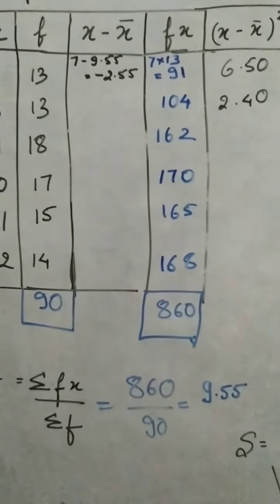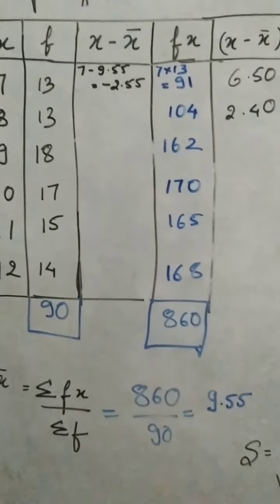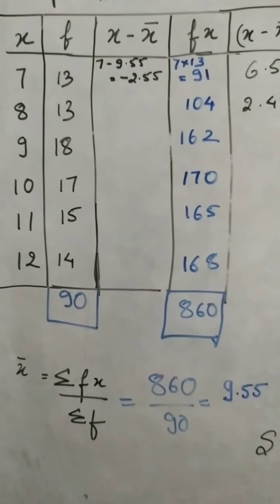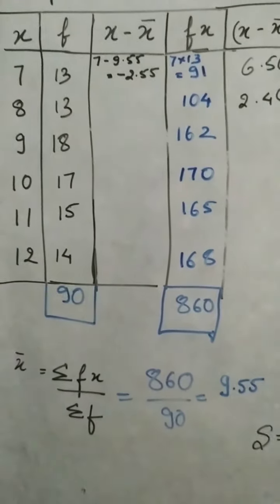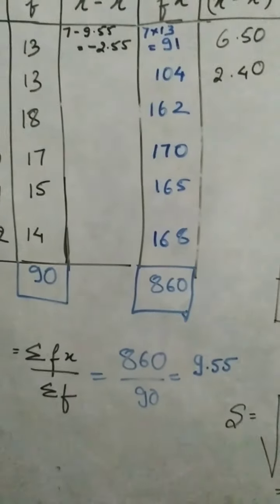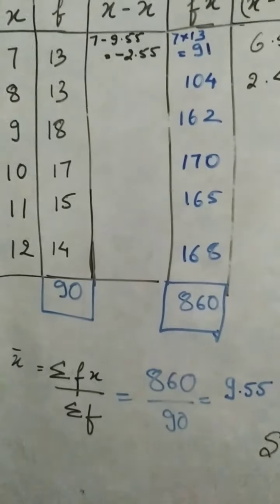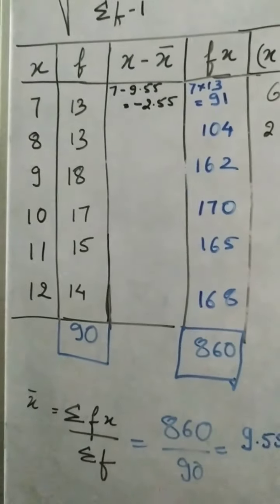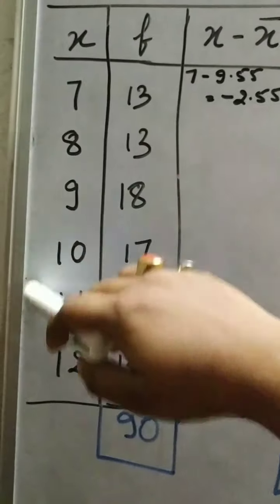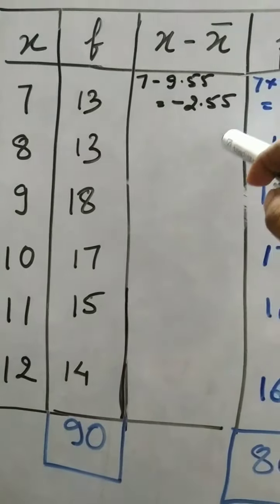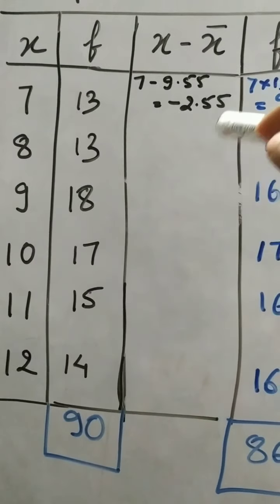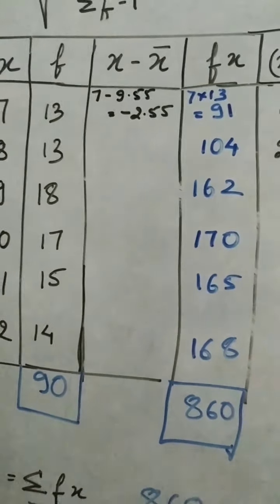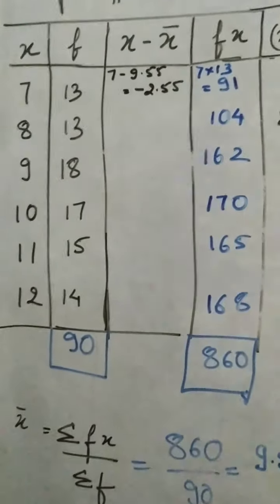We find the value as 860, whereas sigma f comes to 90. Summation of f is 90. So the value comes to 9.55. Now x minus x bar, so from all these values of x we have to subtract 9.55. The value will be minus 2.55, and you can calculate the rest the same way.